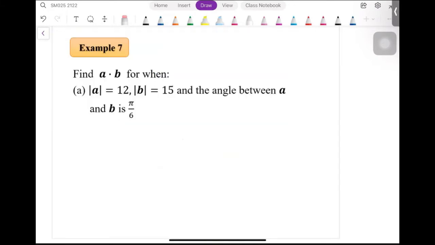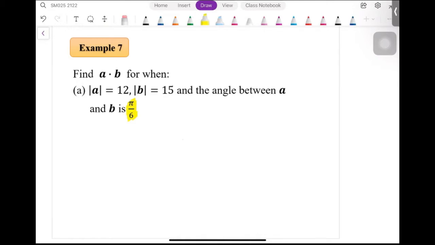So we have to find A dot B for the following. Provided that A and B are vectors here, you can recognize it because we use bold for letters A and B. So this is basically a vector. For part A, we have the magnitude of A is 12, the magnitude of B is 15, and the angle between A and B is pi over 6. We have a hint here about the angle, so in order to find the dot product between these two, we have to use the angle formula.